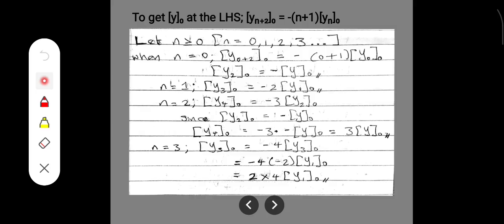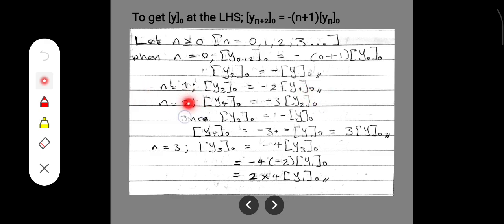So when n equals 0, we plug in 0 into the recurrence relation. I have y subscript 0 plus 2 of 0 equals minus open bracket 0 plus 1 multiplied by y subscript 0 of 0. Now 0 plus 2 here equals 2, so that means y subscript 2 of 0 equals minus y of 0, because y subscript 0 is the same thing as writing y. Now when n equals 1, I just add 1 to this one, that is 1 plus 2. So now I have y subscript 3 of 0 equals minus 2 multiplied by y subscript 1 of 0.